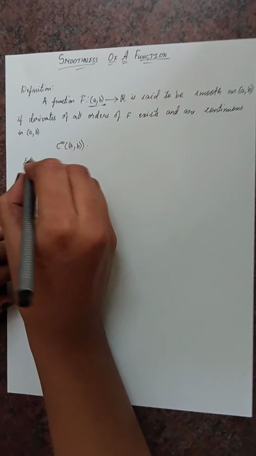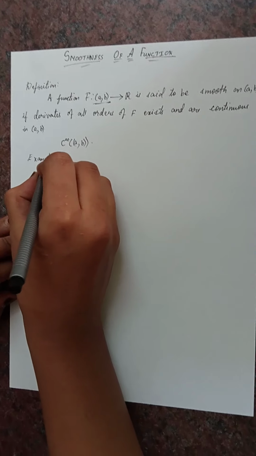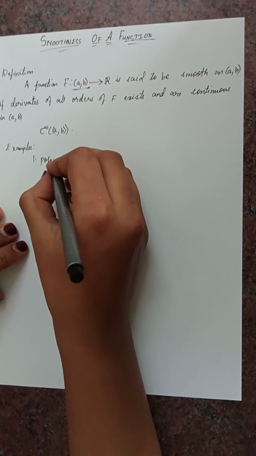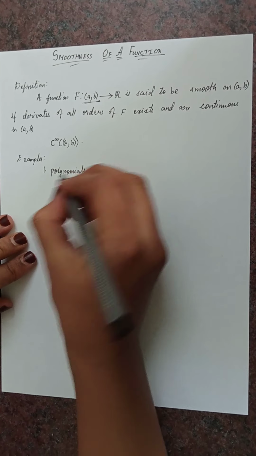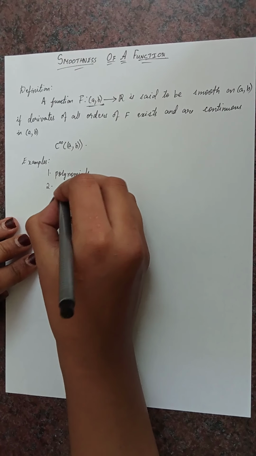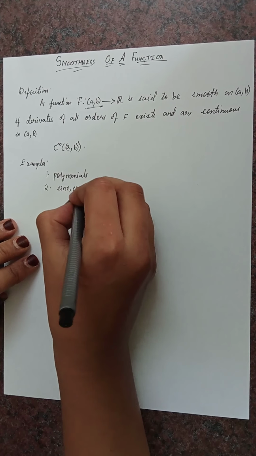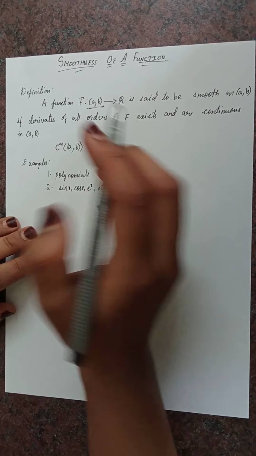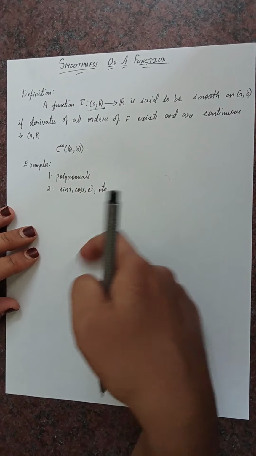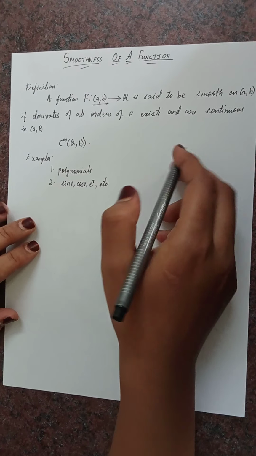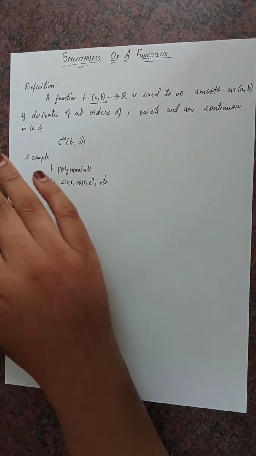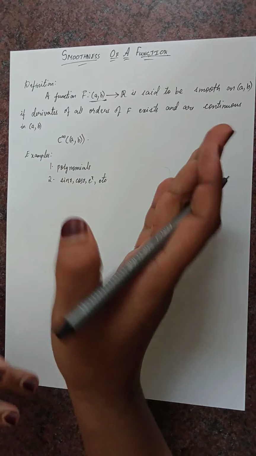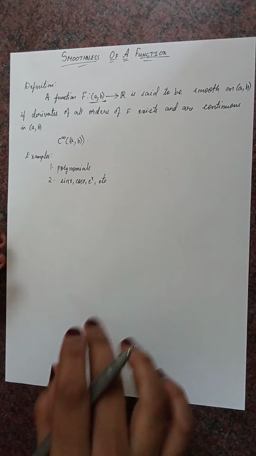So now let us see the examples for this. Polynomials, along with this, sin x, cos x, e power x, etc. all these functions are also smooth, or they have a very smooth curve. So now, is this true? We have already studied Taylor series expansion and all. So now, is it true for Taylor series expansion? Let me just check this out.